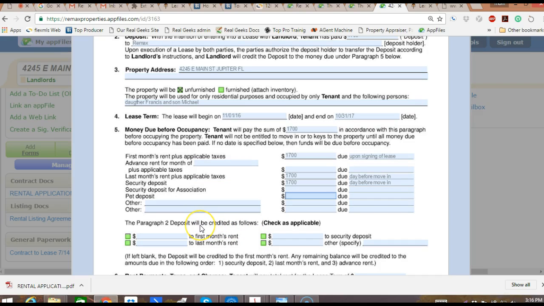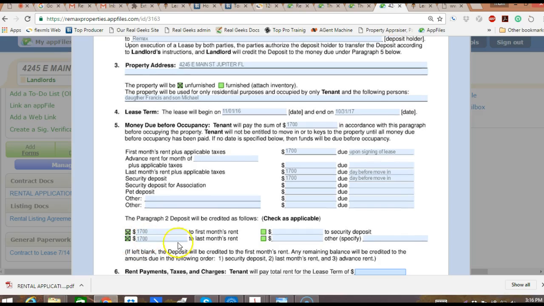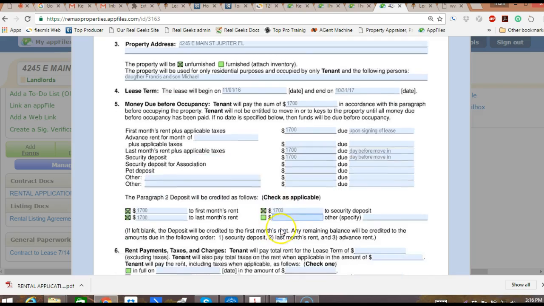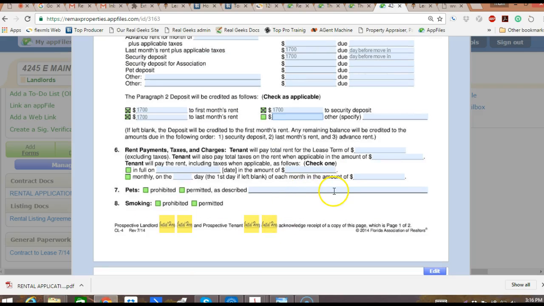Paragraph 2. Deposit will be credited as follows: 17 will be towards, and 1700 towards rent, and 1700 will be towards 6. Okay, and pay the total for the lease term, that's where we take the amount times 12. 1700 times 12 is 2,400.